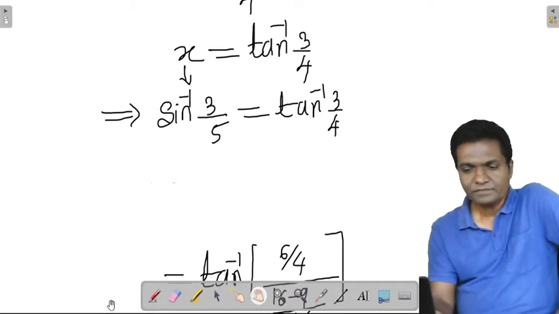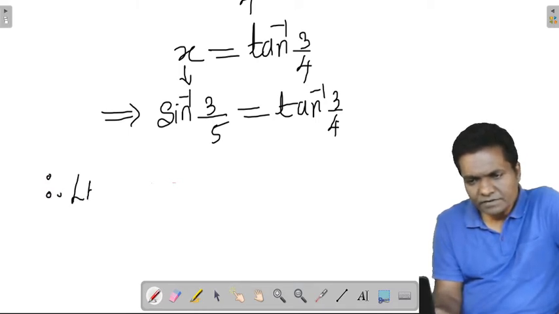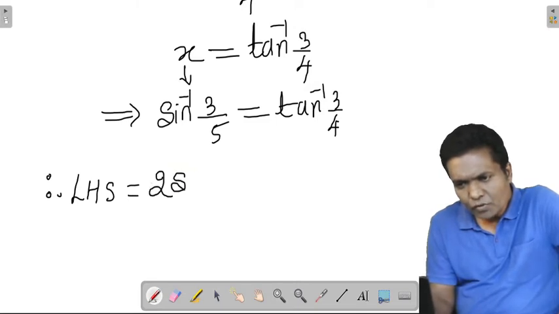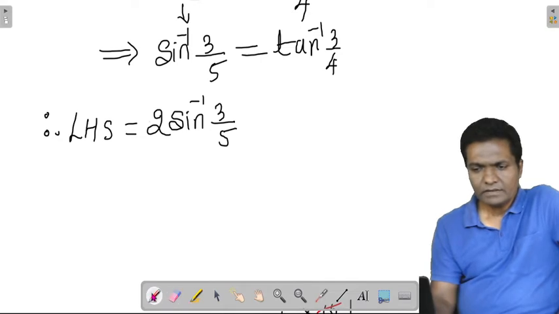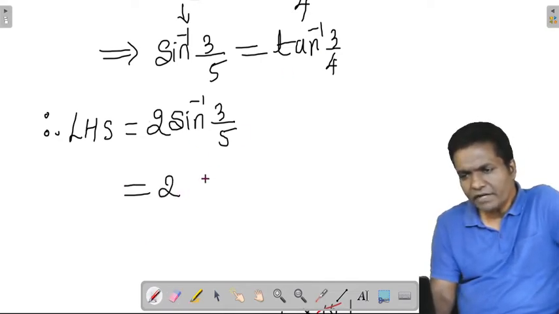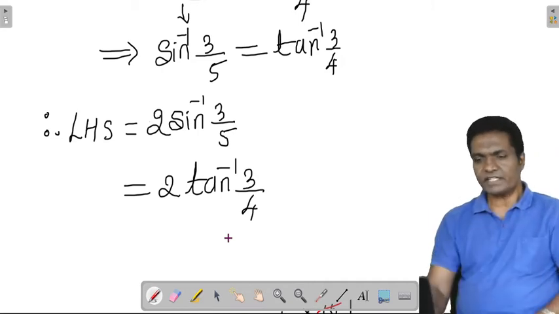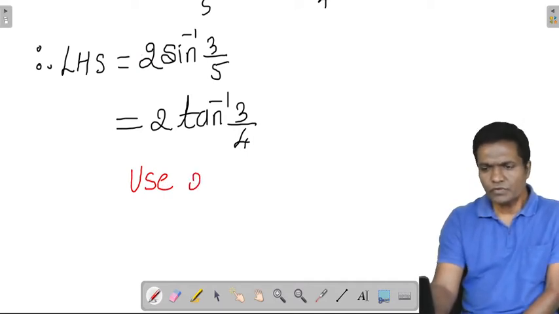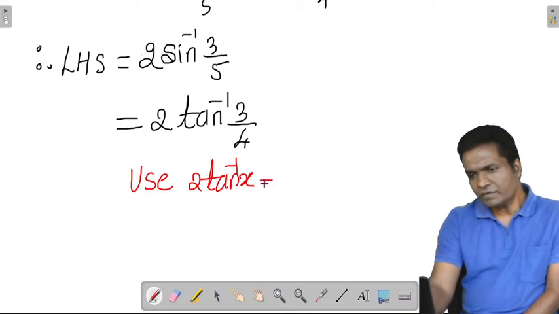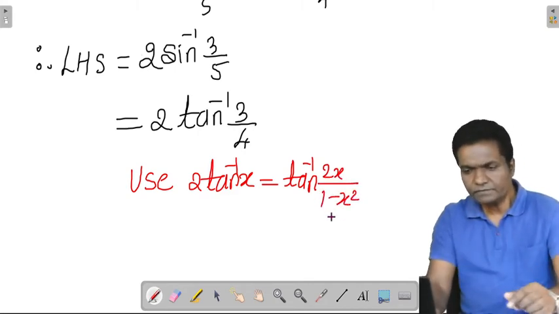Now let us come to the LHS. So what is our LHS? Therefore, your LHS is 2 sine inverse of 3 by 5. This, 2 into sine inverse of 3 by 5, in terms of tan inverse will be 2 tan inverse of 3 by 4. Okay, so when sine inverse and cos inverse come like this, better you convert them in terms of tan inverse using this technique. So now you have to use the 2 tan inverse x formula. Use 2 tan inverse x is equals to tan inverse of 2x by 1 minus x square. Okay. So what will we get?